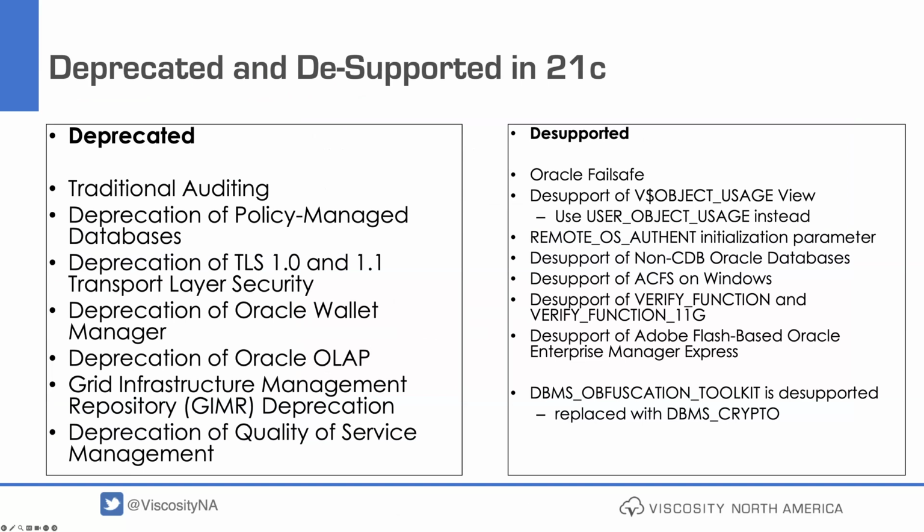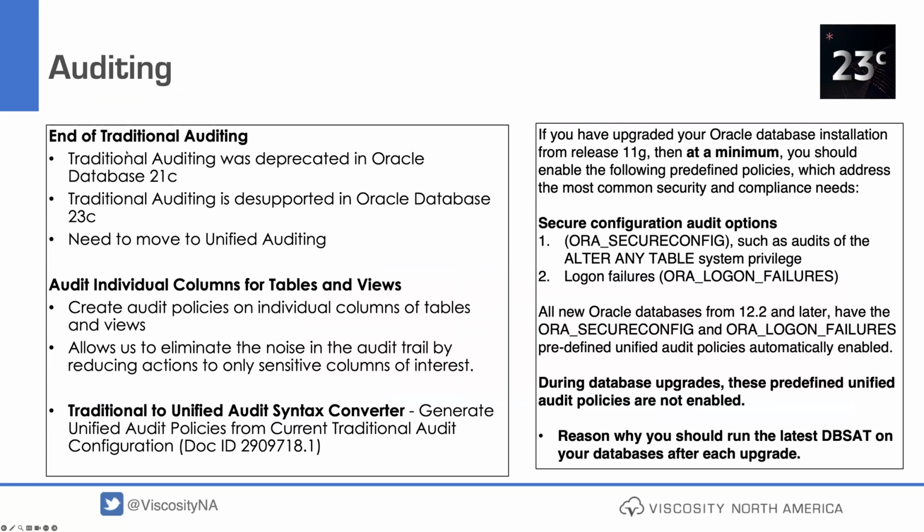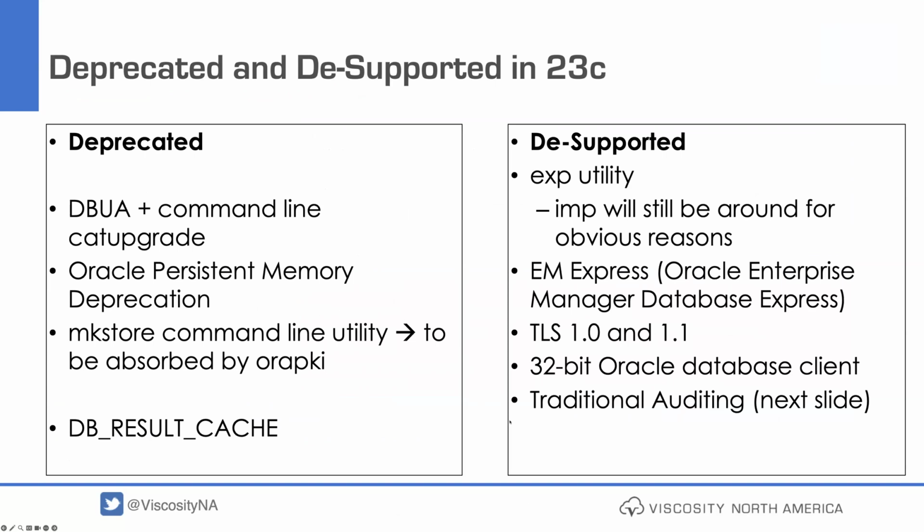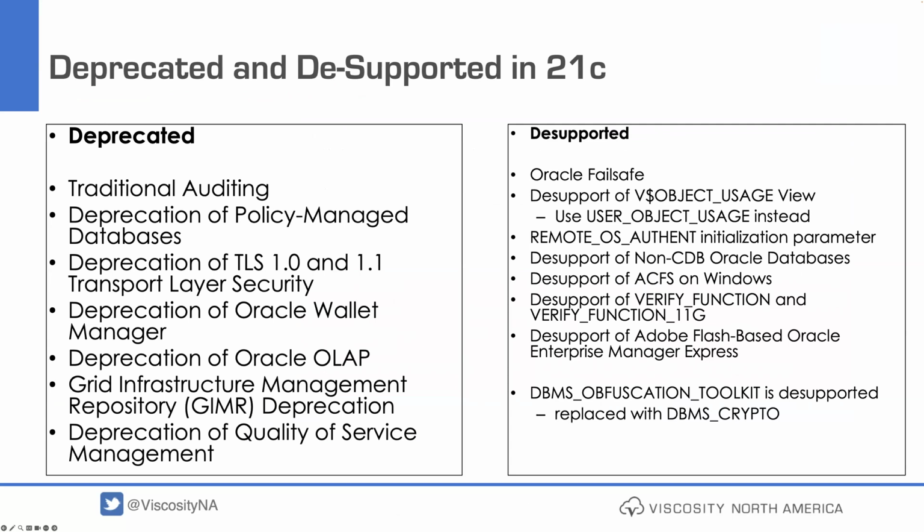Let's talk about what's deprecated in 21c. They deprecated traditional auditing. So instead of the traditional auditing, now we have to go into unified auditing. Oh my goodness, I can't believe I had that brain fart. And also with 21c, they announced deprecation of policy managed databases, TLS 1.0 and 1.1. Again, these deprecations are more of an announcement, right?